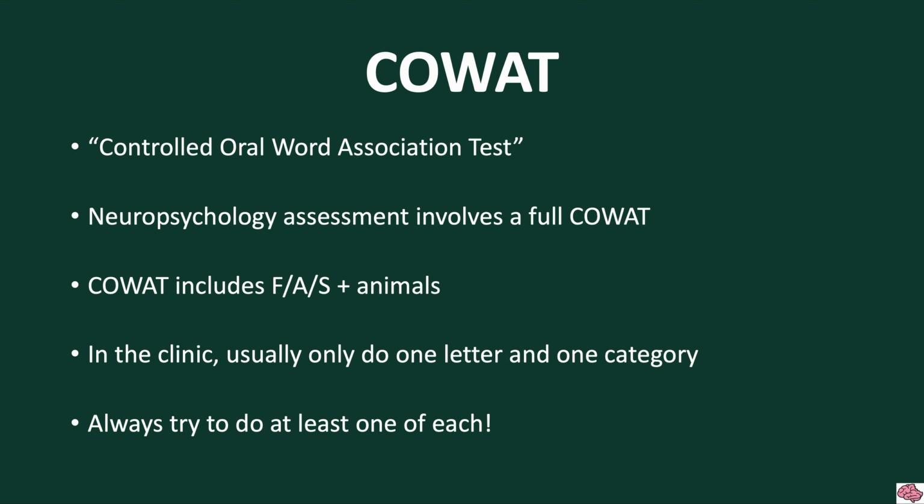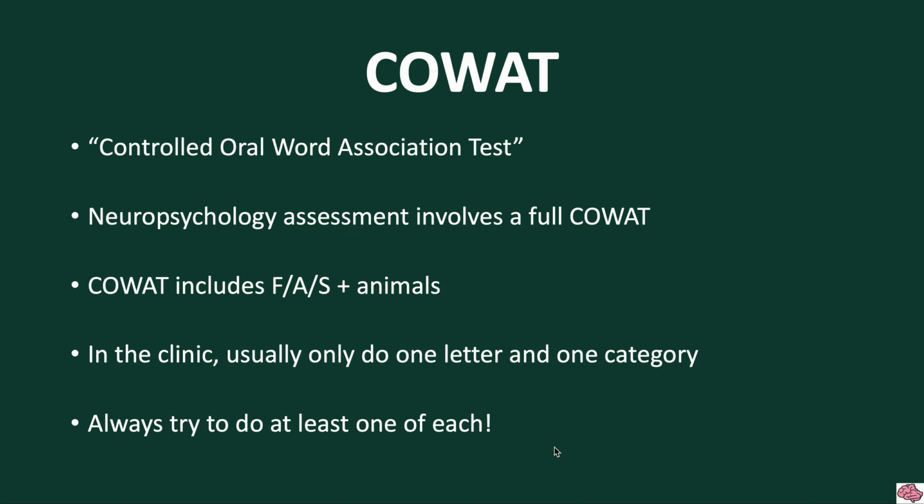I'll briefly mention the COWAT, which is the Controlled Oral Word Association Test. This is what neuropsychologists will use when they're rigorously assessing verbal fluency during their assessments. The COWAT includes 3 measures of phonemic fluency, that is with 3 different letters, as well as animal fluency. In the clinic, though, we don't usually have time to do that, and typically we'll only do 1 letter and 1 category. I would encourage you, though, to always do at least 1 of each.